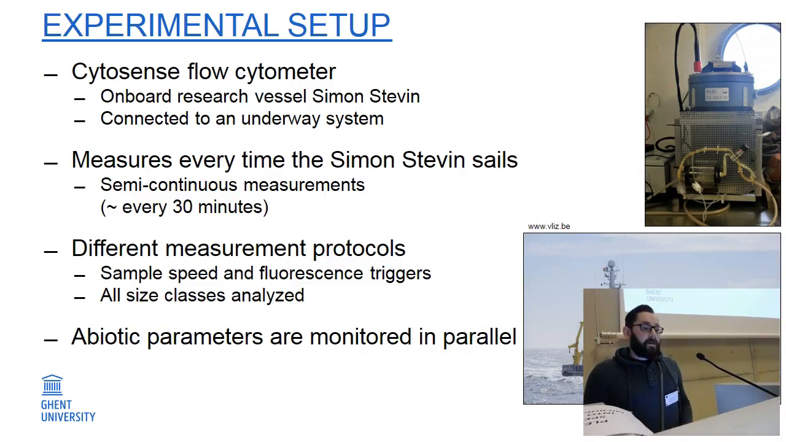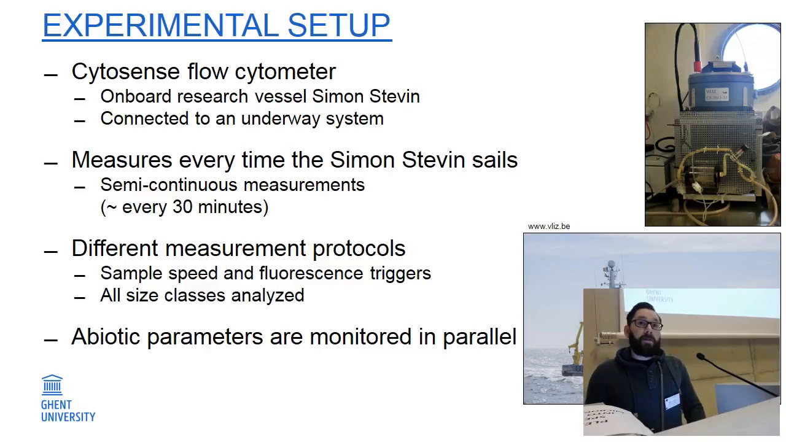So how do we do that? One of the methods in the Belgian coastal zone is by using the Cytosense flowcytometer. It's installed on the research vessel the Simon Stevin and connected to an underway system which pumps water from 3 meter depth, and the flowcytometer analyzes that water for the phytoplankton community. So it can do that every time the Simon Stevin sails for a scientific campaign.